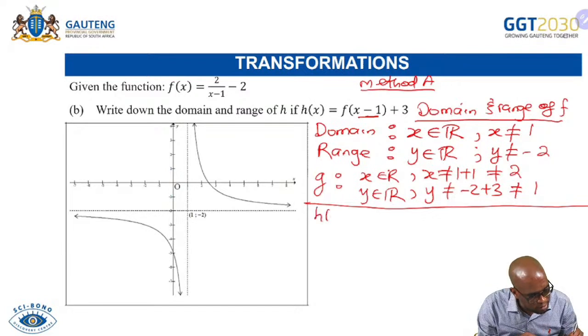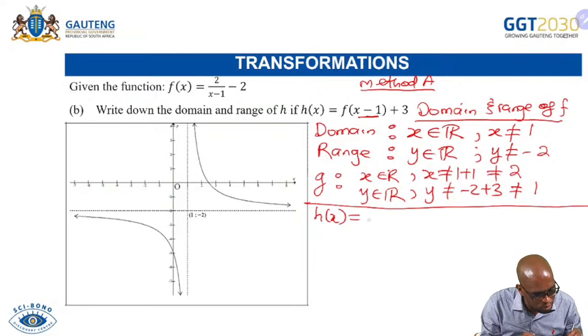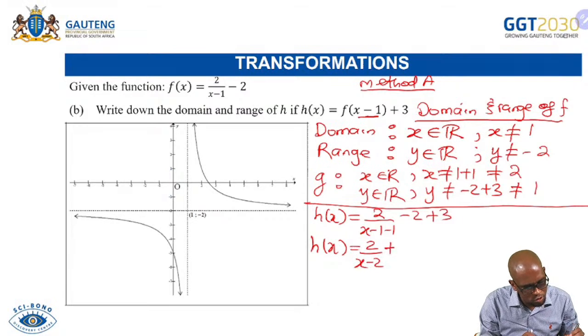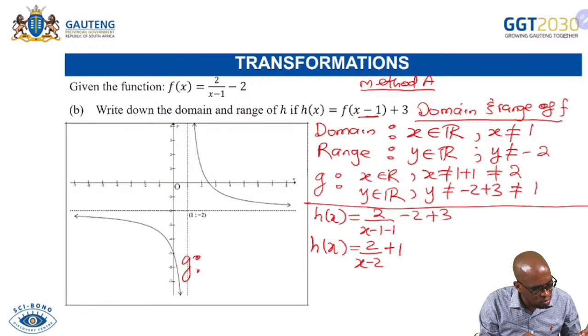So h of x is equal to f of x where, wherever you see x, you put x minus 1. So this is 2 over x minus 1 minus 1, and then minus 2, and then plus 3. So h of x would be 2 over x minus 2 plus, minus 2 plus 3 is plus 1. So from this new function g, or rather h in this case, it's not g, it's h, sorry.